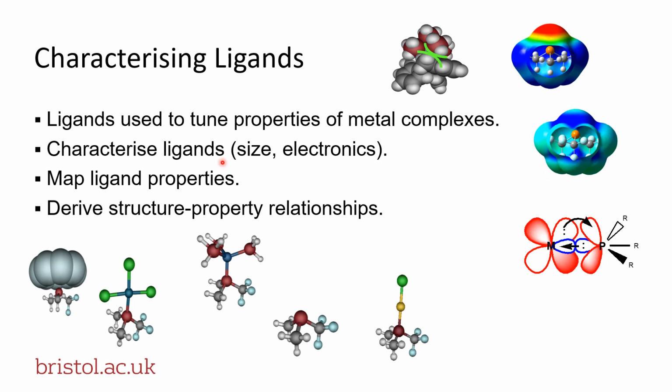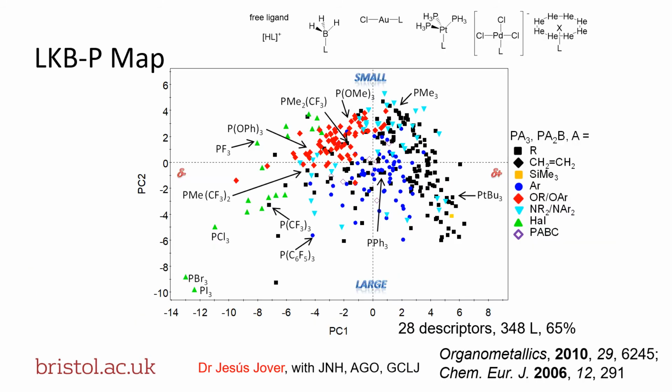What you can then also do is use these properties to map out how the ligands relate to each other, so whether they're more similar to each other or more different from each other, and from that you can then derive what are called structure property relationships, so predictions about how these ligands will react when you actually use them in organometallic catalysis, for example.